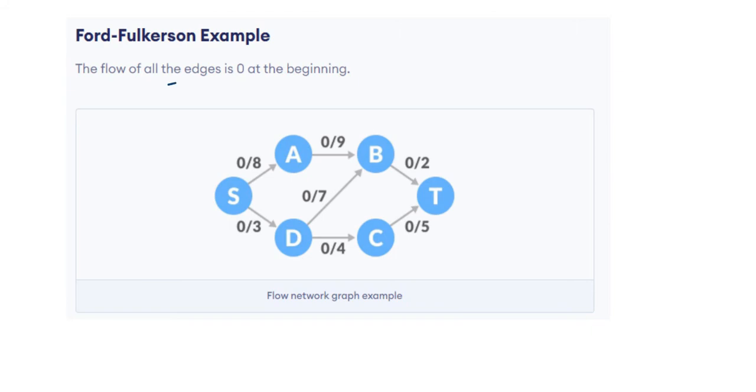So let's take it with an example. The flow of all the edges is 0 at the beginning. So this is our flow and this is called capacity.